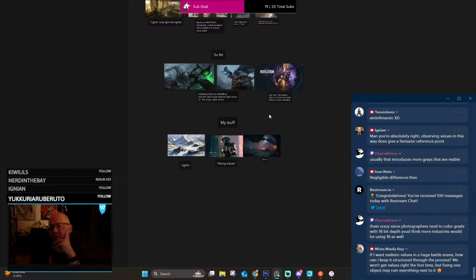If I want realistic values in a huge battle scene, how can I keep it structured throughout the process? We won't get values right the first time, but fixing one object may ruin everything next to it. Not if you lock in your values. And that's actually what we're about to talk about.